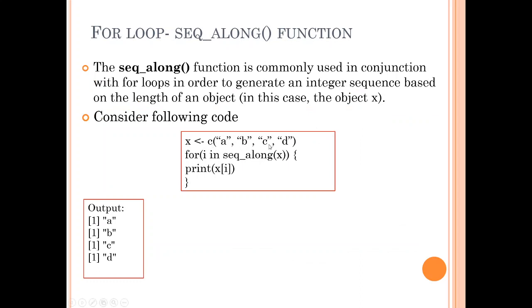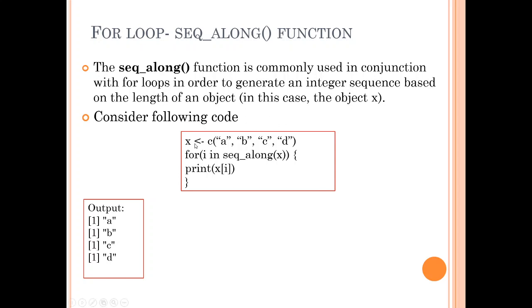Here we are again having the same vector, and we are again printing the same result. We are getting the same result, but instead of providing the range, that is 1 from 1 to 4, we are using a function named sequence along, that is seq_along, and passing our vector as an argument to that function.